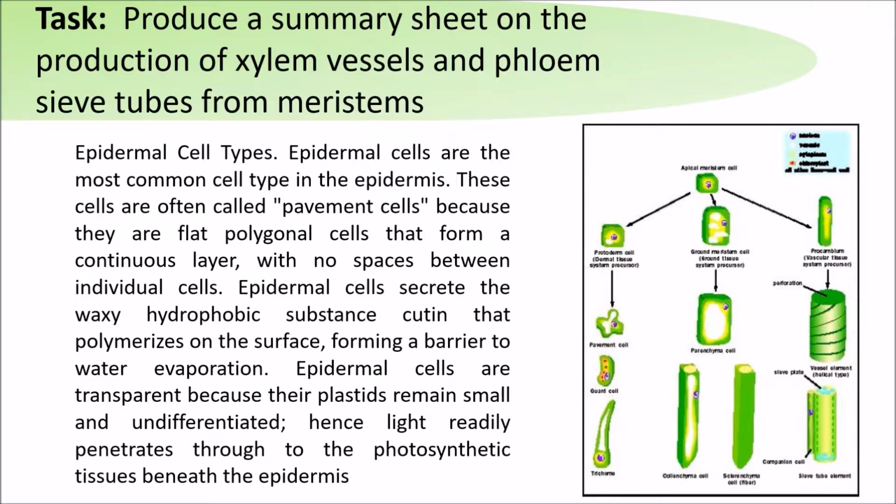Epidermal cells secrete the waxy hydrophobic substance cutin that polymerizes on the surface, forming a barrier to water evaporation. Epidermal cells are transparent because their plastids remain small and undifferentiated, hence light readily penetrates through them to the photosynthetic tissues beneath.